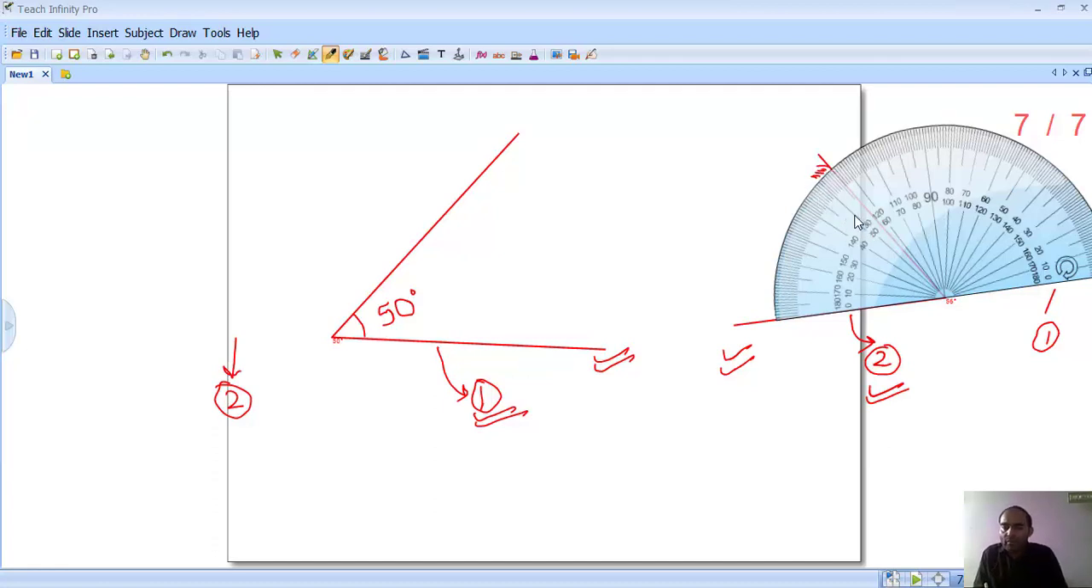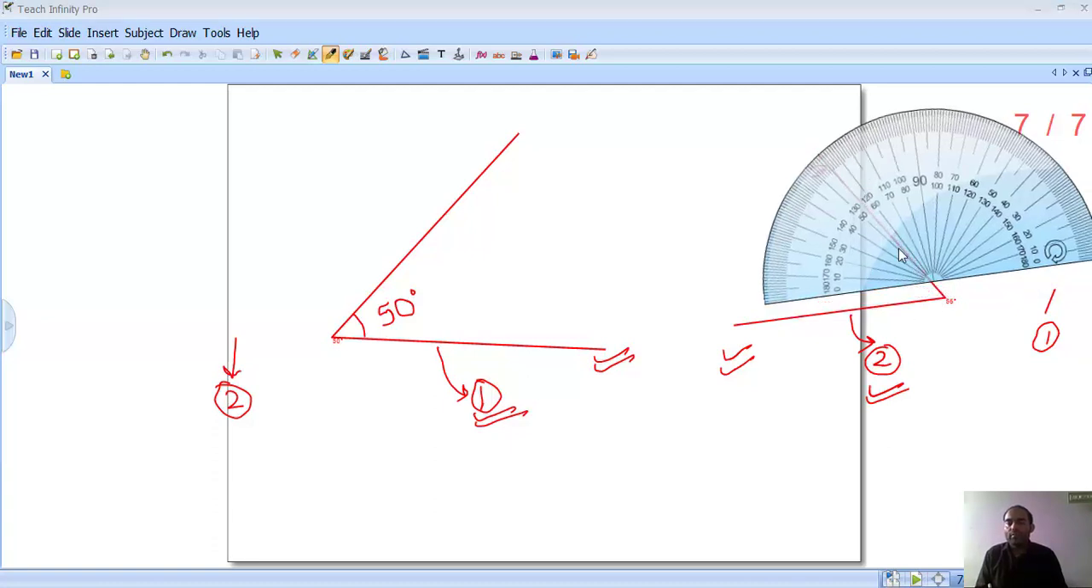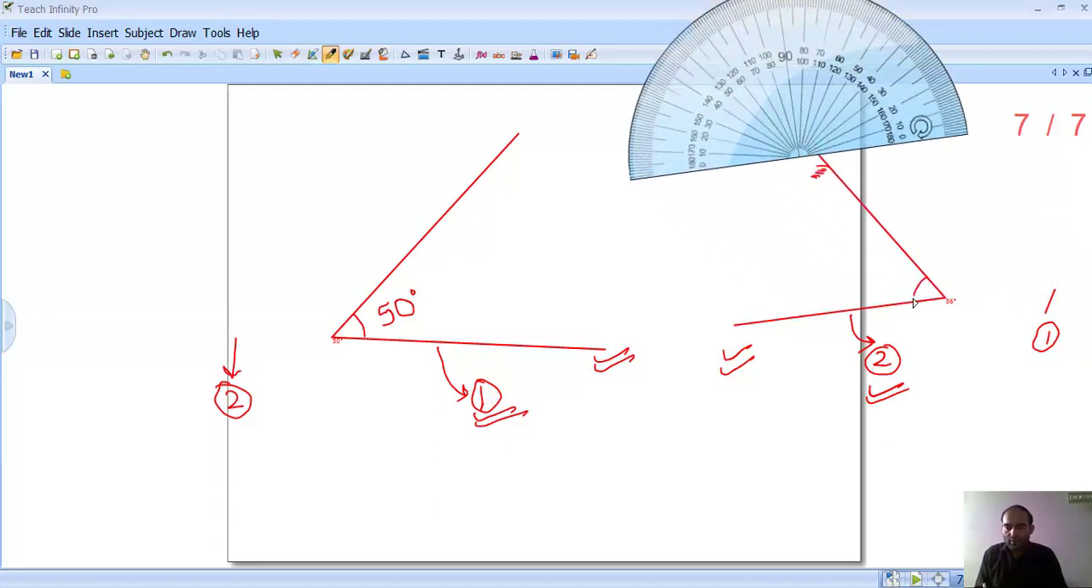So how much is the angle? 56. You can see this middle point is 55 and it is going one point further, so this is 56. Now remove your protractor and write down 56 degrees. This time you can measure an angle. Now I am going to show you some more examples.